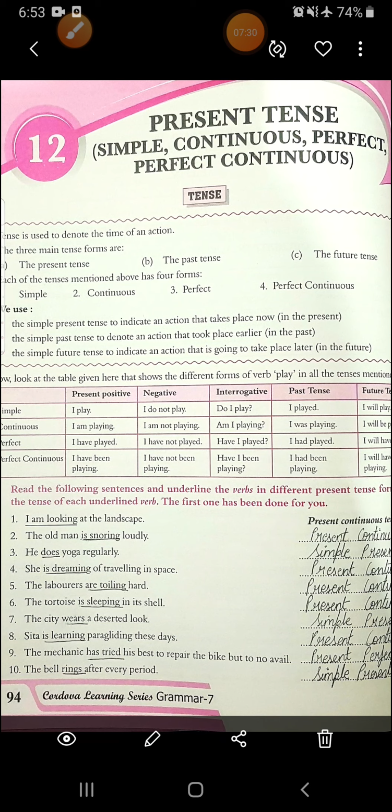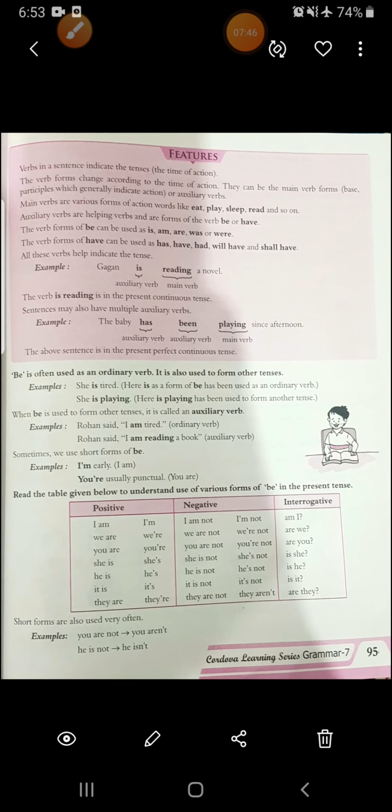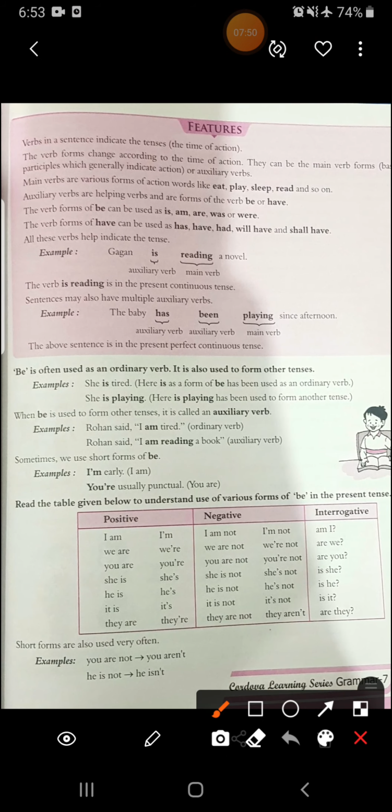See if you have not missed anything. If you have missed anything, pause it and write it correctly. Alright. Now see here in this features form, verbs in a sentence indicate the tense. I told you it tells you about the time of action. Then the verb changes according to the time of action.